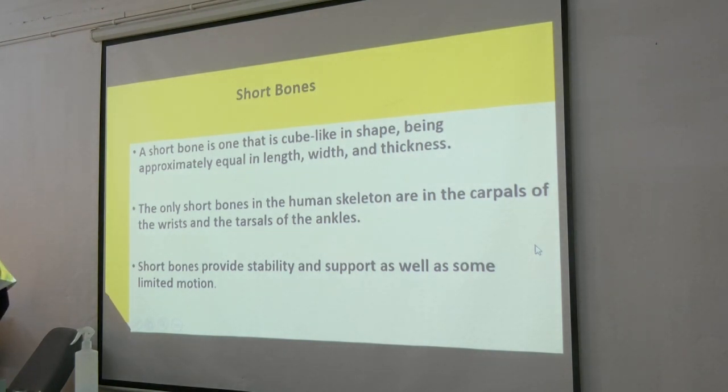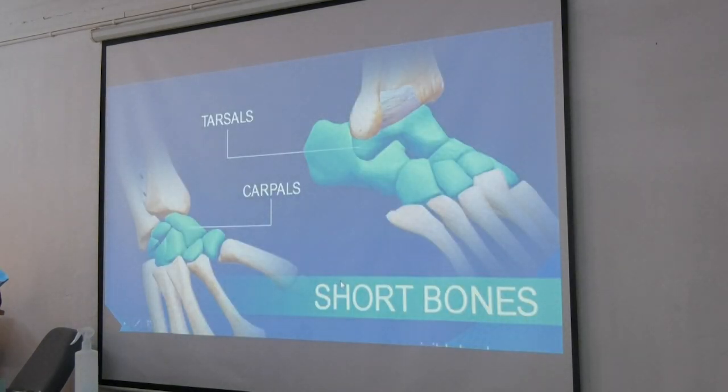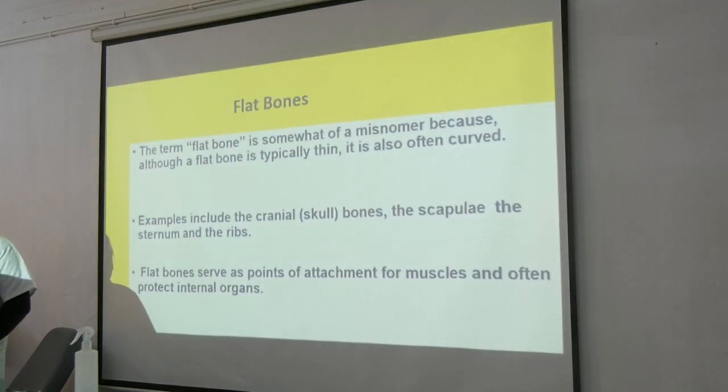Short bone. I told you it looks like a cube and remember it has got 6 surfaces, among them 4 are articular, 2 are non-articular. Examples are the carpal and tarsal bones. Then flat bones. What would be the typical feature of flat bone? Is it spongy bone or compact bone? Actually, it is spongy bone, but it is covered by a thin layer of compact bone. Which are the examples? Scapula, then sternum.